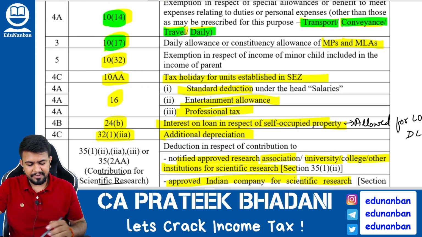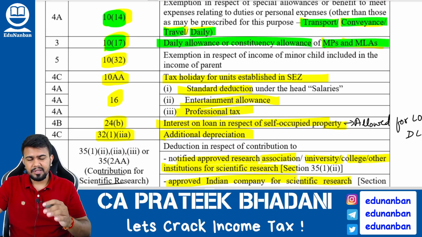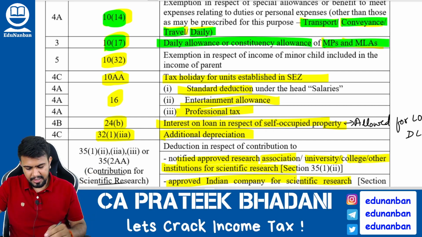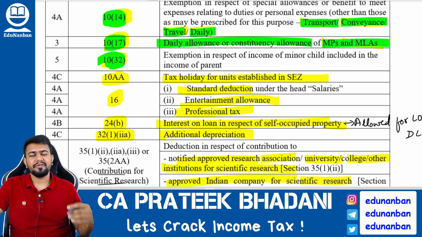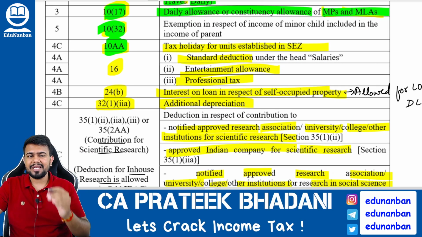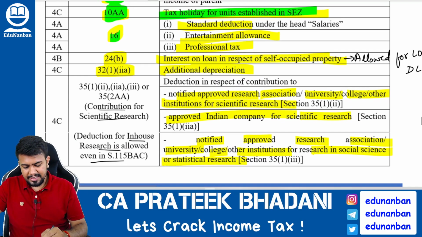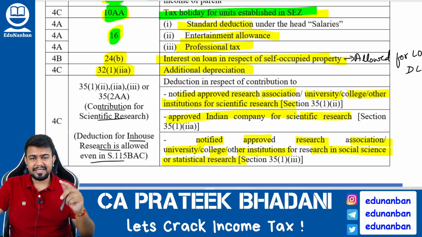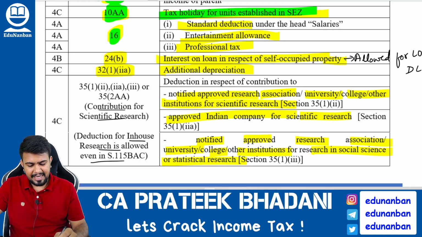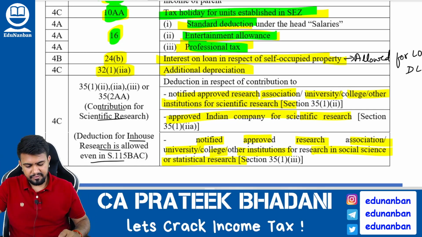Then section 10 clause 17, daily allowance and constituency allowance given to MP and MLA was exempt, but in 115BAC it is not exempt. Then section 10 clause 32 is the exemption given for minor child, that is also not allowed in 115BAC. Then section 10AA deduction, which is given to special economic zone, is also not applicable to 115BAC. Then section 16, there are 3 deductions in section 16 that we studied in salary chapter, that is standard deduction, entertainment allowance and professional tax. All the 3 deductions are not applicable for new tax regime under section 115BAC.